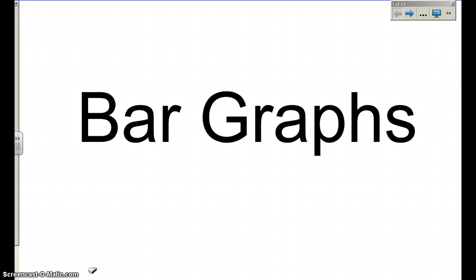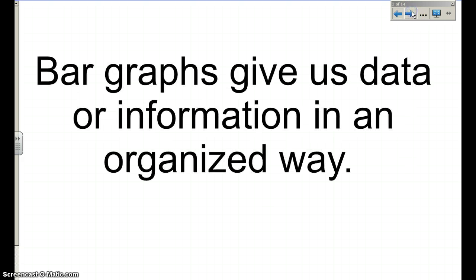Today we are going to do several different skills. We're going to review our skills. The first skill that we're going to talk about is bar graphs. A bar graph gives us data, which is information in an organized way. It makes it easier to read the bar graph.